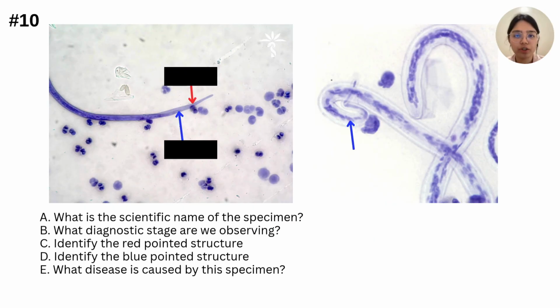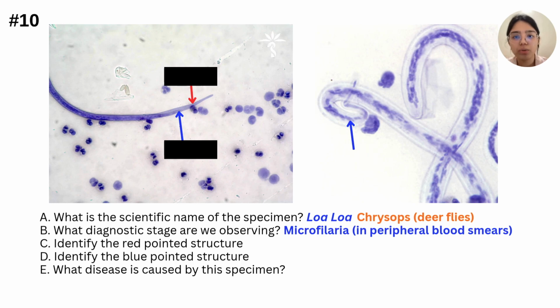Now let us move on to question 10. For station 10, the specimen appears to be Loa loa, a filarial nematode transmitted by deer flies of the genus Chrysops. The diagnostic stage we see here is the microfilaria found in peripheral blood smears.